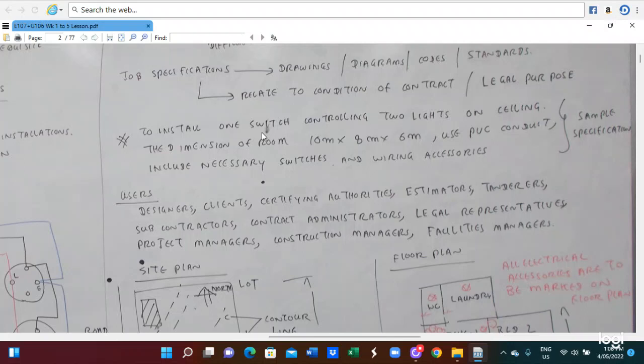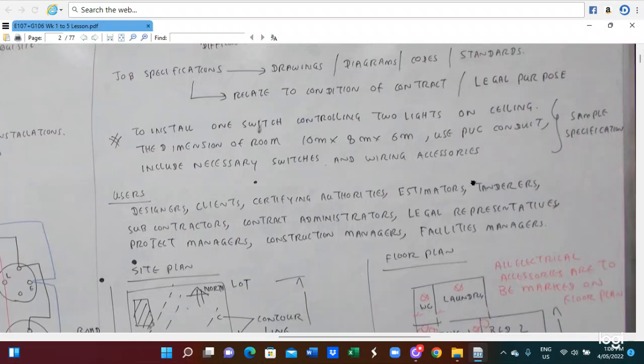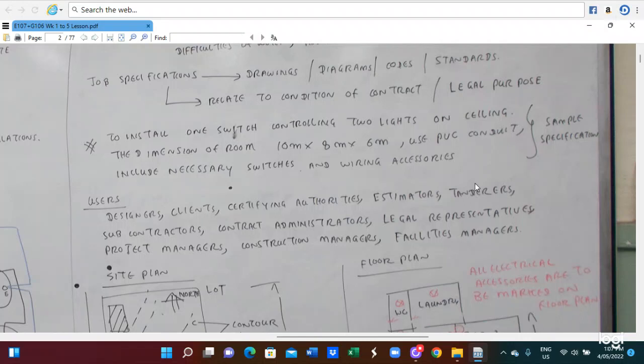So, to install one switch controlling two lights on the ceiling, the dimension of the room is 10 meters by 8 meters by 6 meters, using PVC conduit and including the necessary switch and the wiring associated. So this is some basic specification before we install. In this case, you have to state where the equipment is to be installed, and also provide the dimensions, what kind of equipment and material is to be utilized, and where you have to perform the task. Those need to be included.